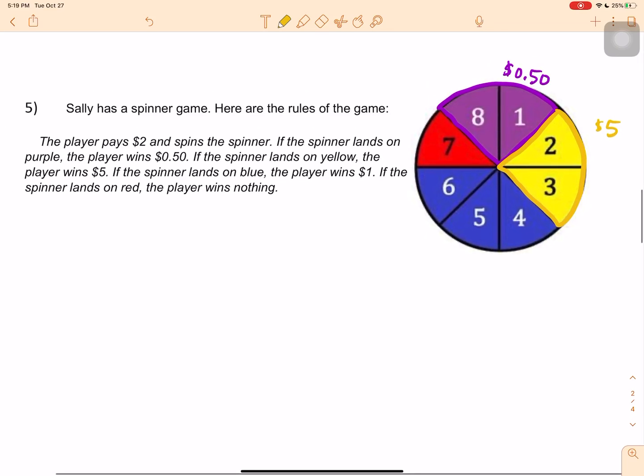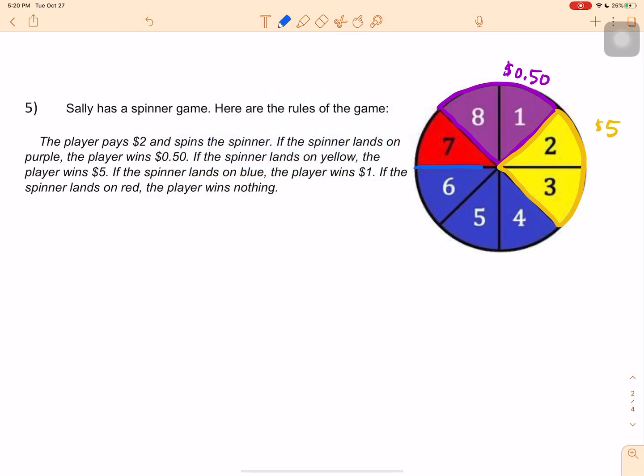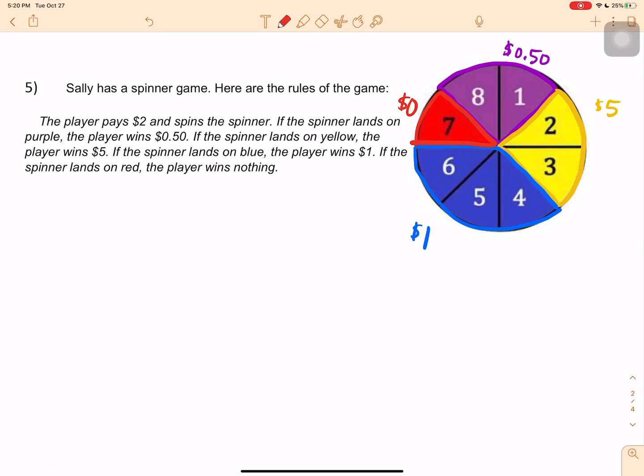If the spinner lands on blue, the player wins $1. All right, so on blue, here we win $1. All right, if the spinner lands on red, the player wins nothing. So red is just $0. All right, so we need to find the expected value. And then we're going to think, okay, if the player has to pay $2 to play, is it even worth it? Right? So let's see what our expected value of winning per game is and go from there.